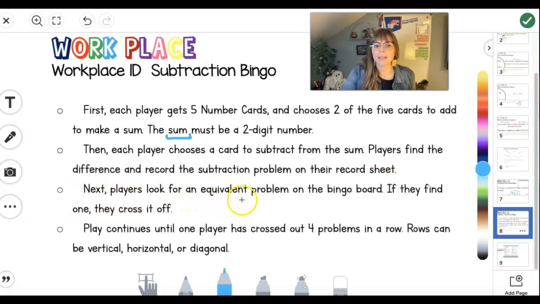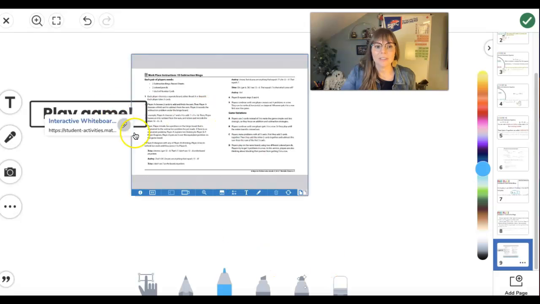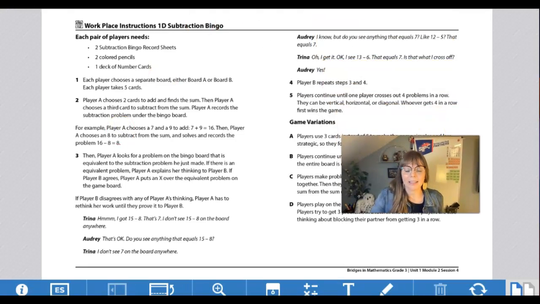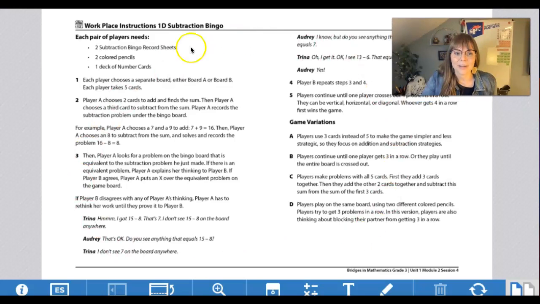Next, players look for an equivalent problem on the bingo board. If they find one, they cross it off. Play continues until one player has crossed out 4 problems in a row. Rows can be vertical, horizontal, or diagonal. Let's see how this game looks. On the next page, you'll click on this link to play the game. Because we're playing it online, you're going to play it against yourself, or you could play it against someone at home. There are directions here if you need to refresh, or you can re-listen to this video.